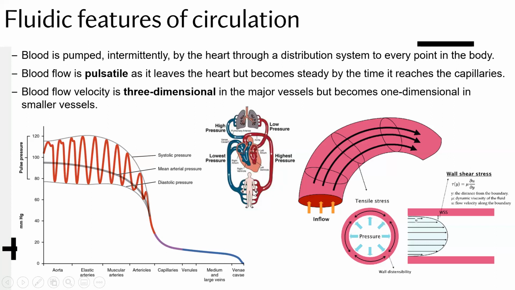Now, what happens is that as the flow develops through these larger vessels all the way to the small capillaries, this three-dimensionality and variation in flow starts to go away. And so at the capillary level, it becomes more unidirectional because they're so thin, the flow is laminar and unidirectional.